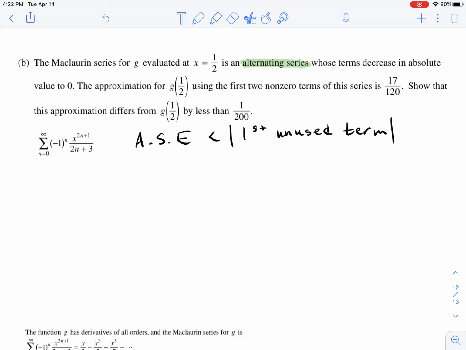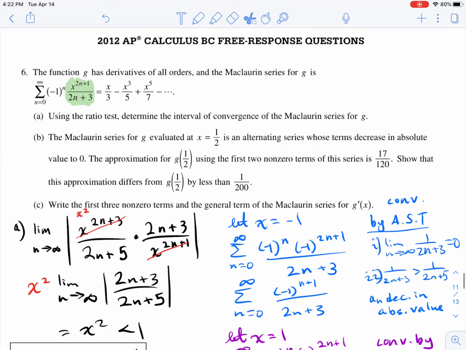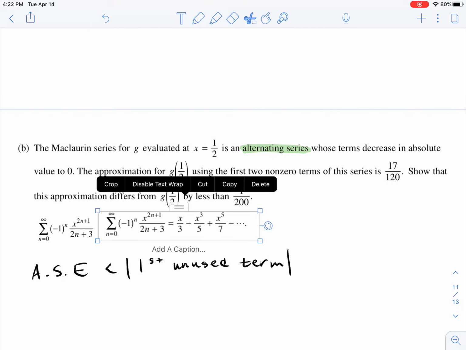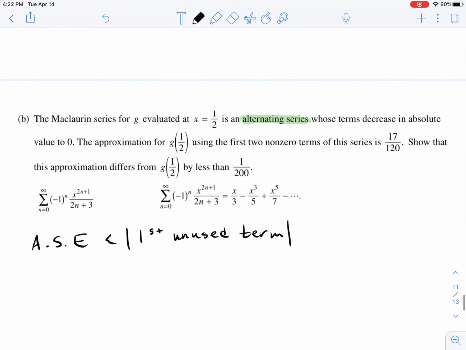So we're actually going to need to find the first unused term here. So let me bring this down just so that we can have the series here in front of us. All right, so now that we have this here, we're told that we're using the first two non-zero terms. So that means our first unused term would then be this term right over here. That is our first term after the first two non-zero terms.